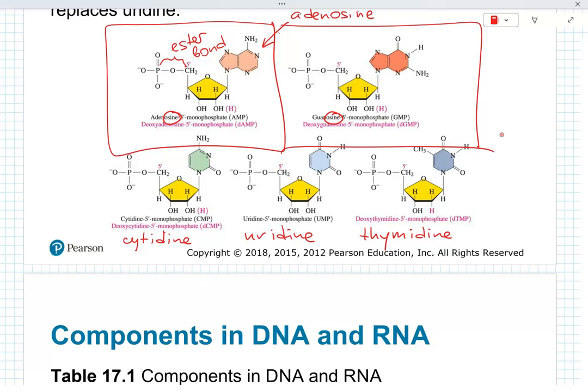So, if we use deoxyribose, we put deoxy in front of the name. If we use ribose, we don't put anything. So if you hear the term cytidine, it means that it's cytosine base bound to ribose. If you hear the name deoxycytidine, it's the cytosine base bound to deoxyribose.